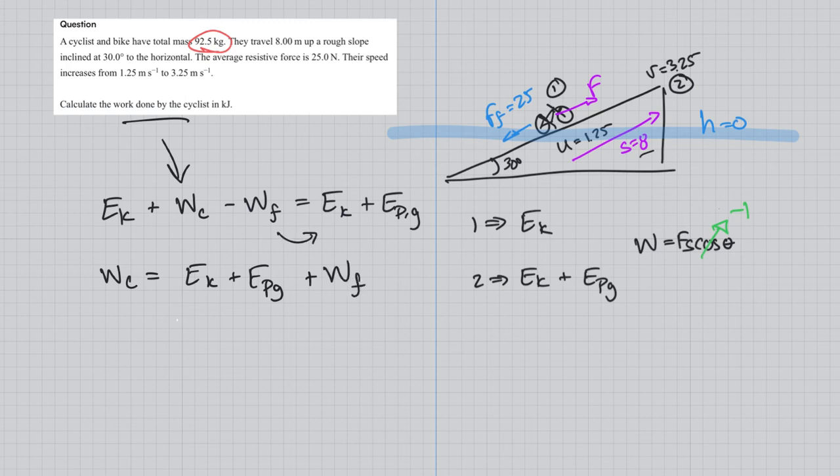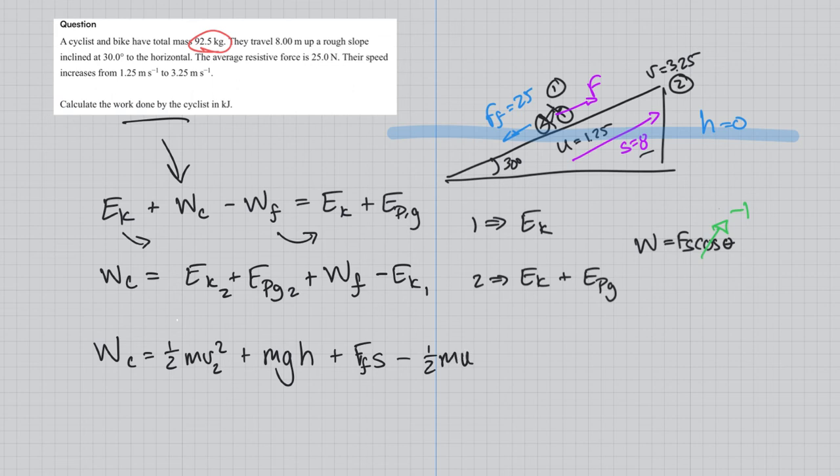We're going to add that over and subtract this, minus the kinetic energy at the bottom. So this is position one, position two. If we write that out, work done by the cyclist equals 1/2 mv squared at two, plus mgh, plus that's the force of friction times my displacement, minus 1/2 mu squared, and that u is at position one.